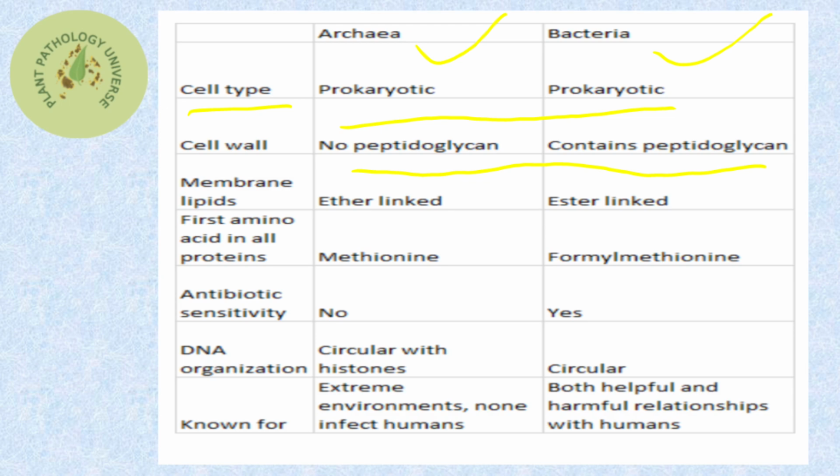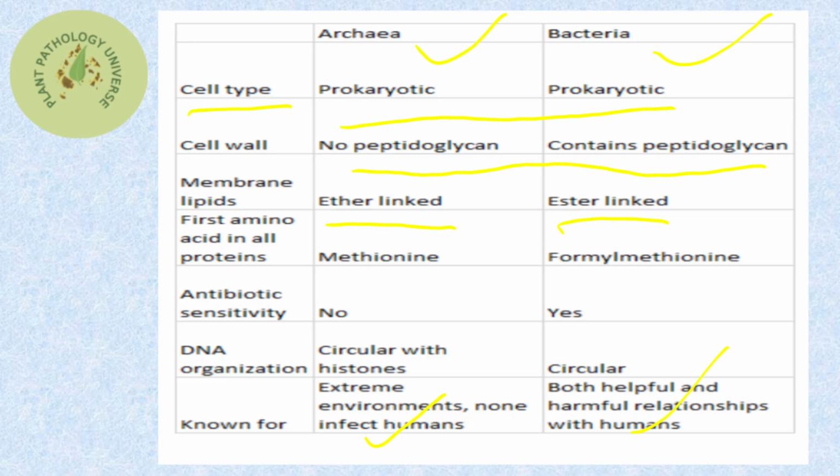Secondly, the archaebacteria generally survive in harsh environmental conditions. That's why they are known as halophiles, thermophiles, and methanogens. However, bacteria can have symbiotic relationships, and they can survive in the normal climatic or environmental conditions that we have. Then another point of differentiation is that in archaea, the membrane lipids are ether linked. However, in bacteria, the membrane lipids are ester linked. That means the linkages vary between archaea and bacteria.